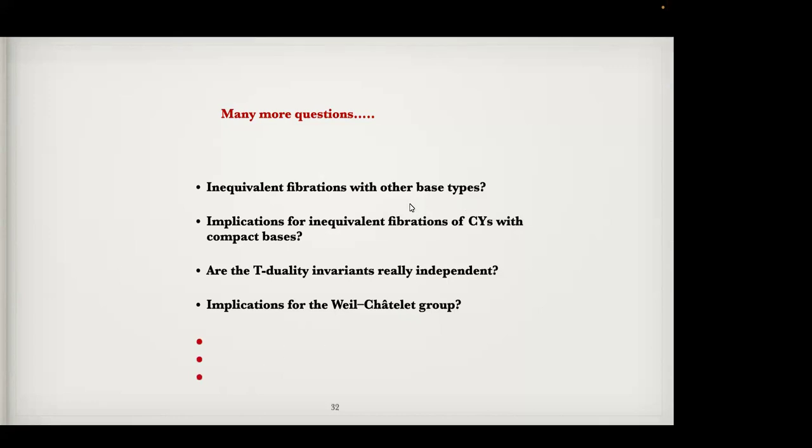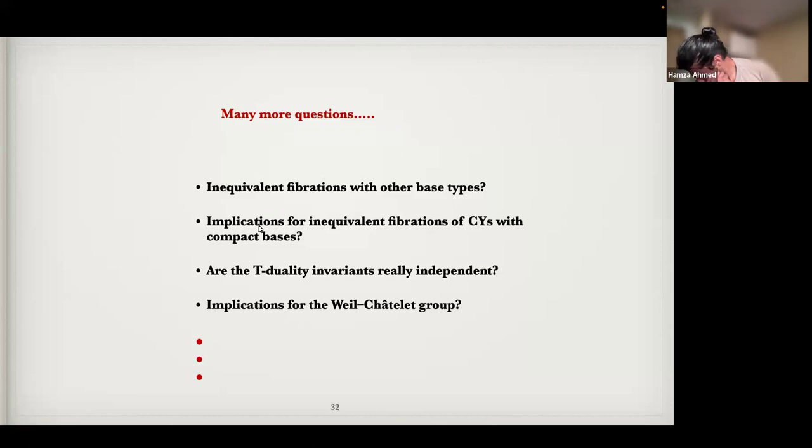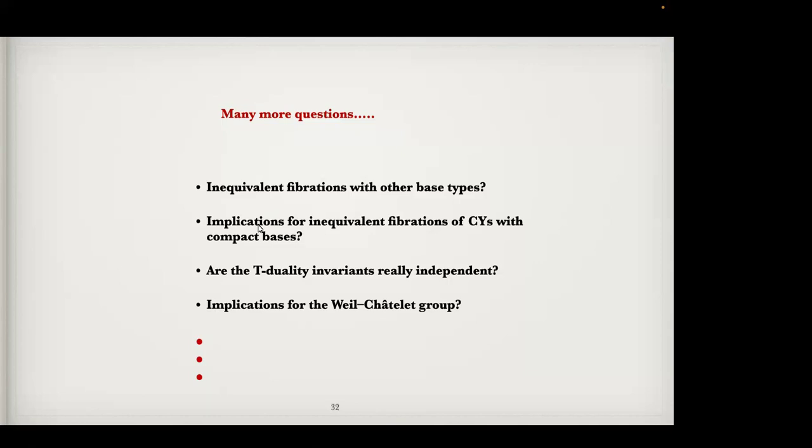Okay, Hamza, sorry, I've got one. Can I ask a quick question? How does mirror symmetry play with this story? So you're saying what happens if I look at the mirror Calabi-Yau? Yeah, there's that, and there's mirroring the fiber K3s.